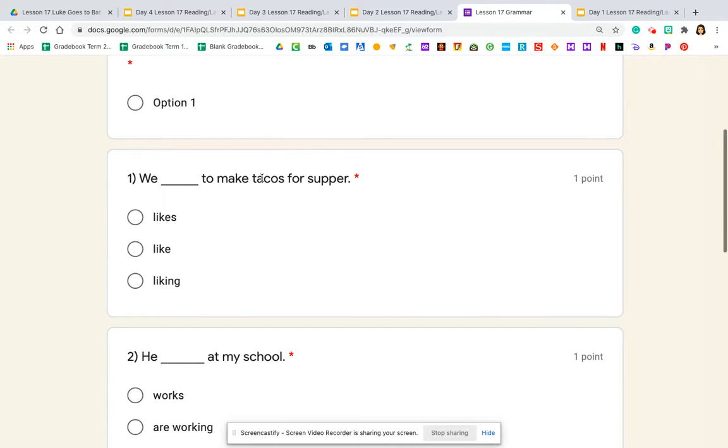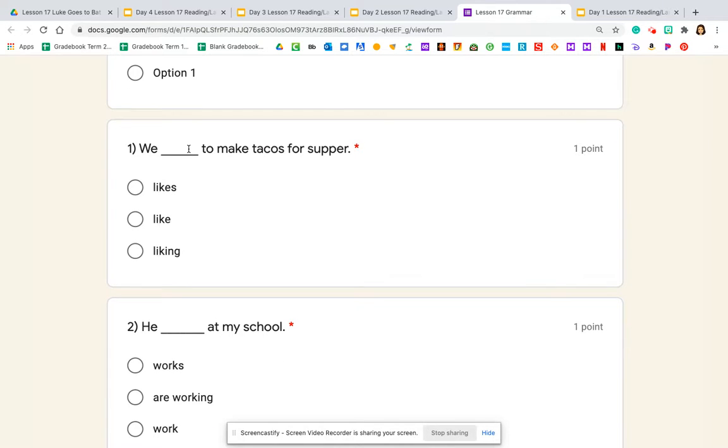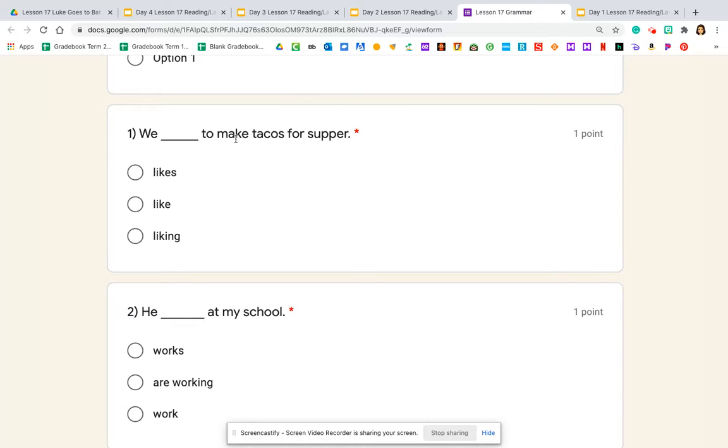Okay, so we have a blank in each one of these. We blank to make tacos for supper. So we is more than one person. So we would be a plural noun. We likes to make tacos for supper. We like to make tacos for supper. Or we liking to make tacos for supper. Okay, so I can tell which one makes sense just by reading each of those in the sentence.